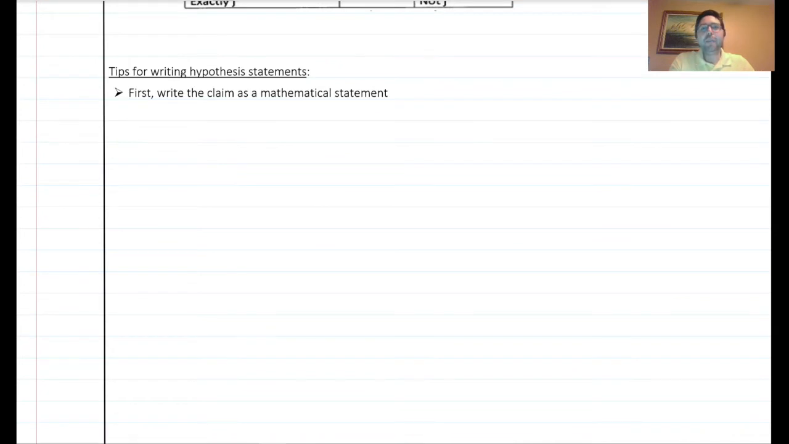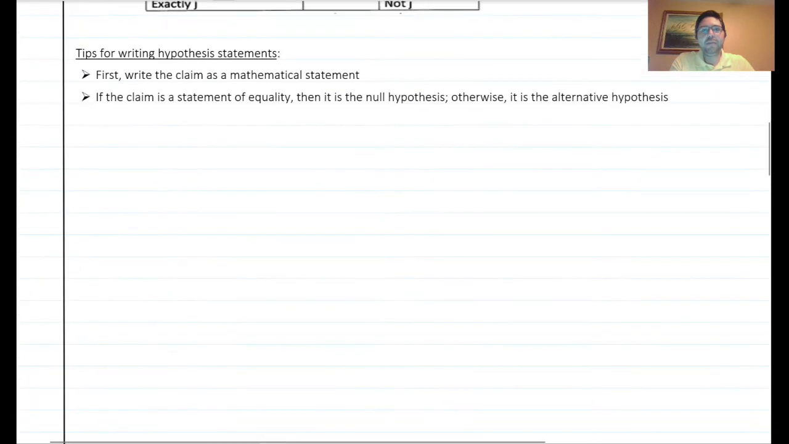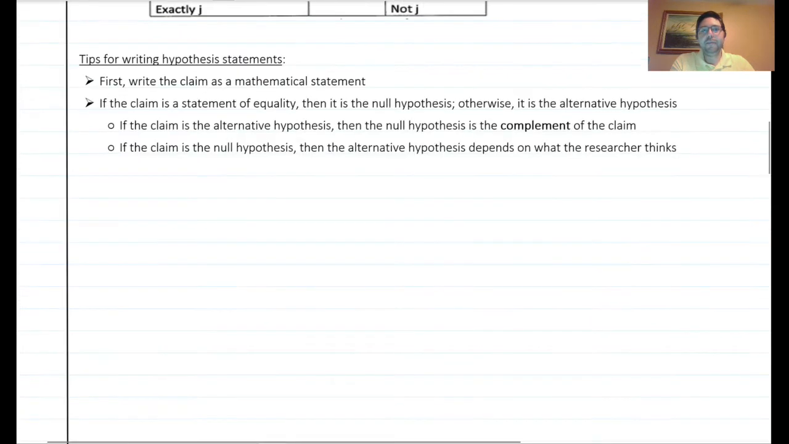So tips for writing hypothesis statements. First step, write the claim as a mathematical statement. Then if the claim is a statement of equality, then it is called the null hypothesis. And then that's your null. If it's not a statement of equality, then it's alternative.